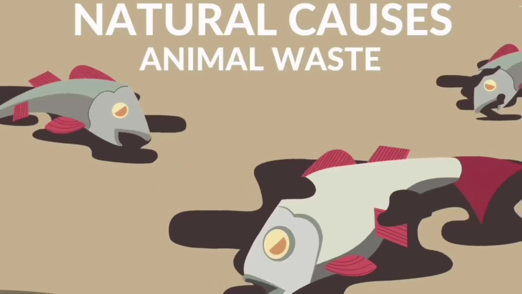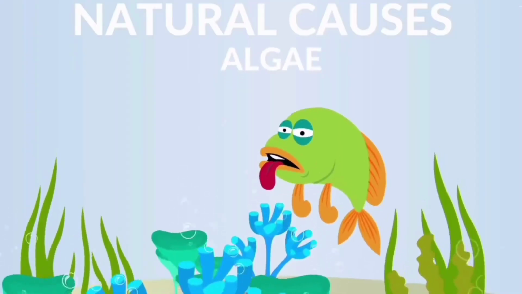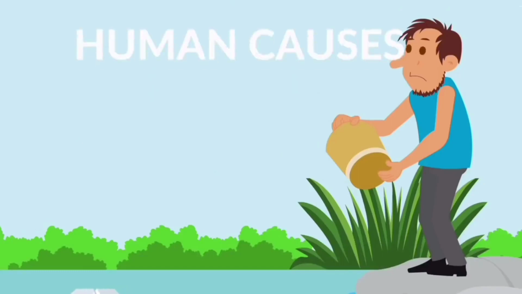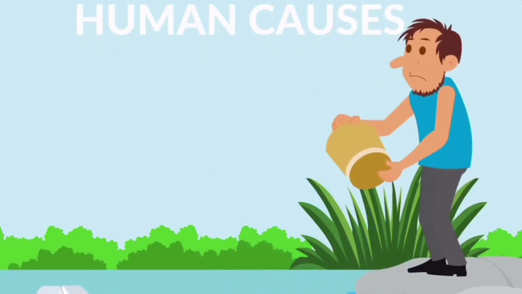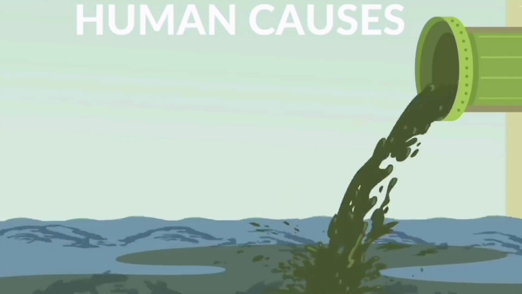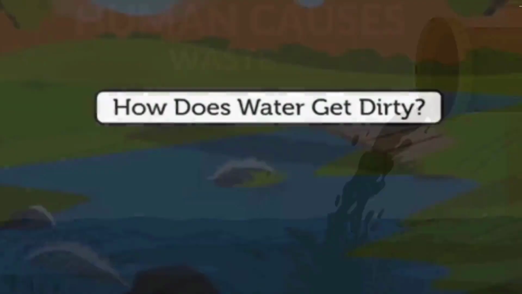As I said already, there are two causes. One is the natural causes, which are caused by animal waste, algae, and silt deposition from floods. The other is the man-made causes, created by us humans, due to sewage water discharging directly into the river and local water bodies, use of chemical fertilizers, and so on.